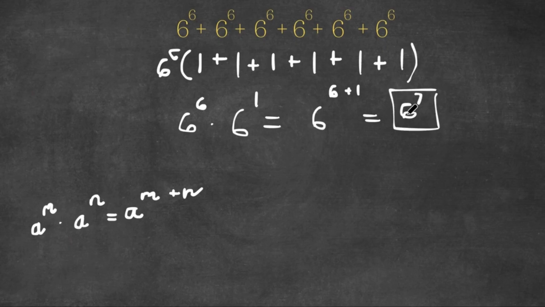Now, an easier way to do it is, instead of factoring out 6 to the power of 6 in the beginning, well, you can already see that there are 6 to the power of 6's, right? So that would just be 6 to the power of 6 times 6. And then 6 to the power of 6 times 6 to the power of 1, well, we already did this. This would be 6 to the power of 7. So that's just a faster way of doing it instead of factoring it and doing all of that.